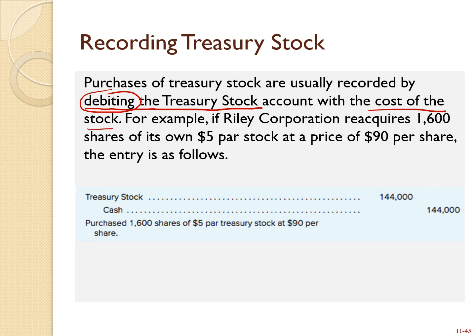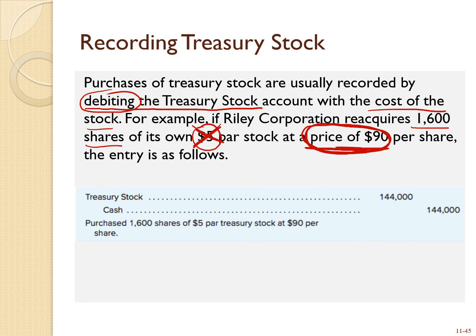For example, if Riley Corporation reacquires 1,600 shares from outstanding stocks that have $5 par value and a current price of $90 per share, we don't really care about the par value. We care about the price, because this is the amount that the investors will receive from the company to get back the company's stocks.